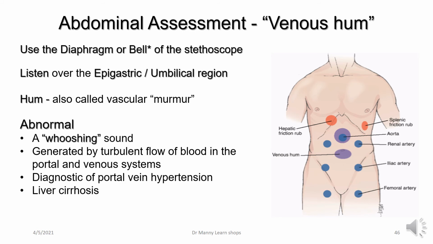If a venous hum radiates or is confined to the chest, it could be mistaken for a cardiac murmur. But in this situation, you listen over the epigastric or umbilical region, and if you hear a hum or something different or a whooshing sound, this is abnormal. It can be generated by turbulent blood flow in the portal and venous systems. And typically it's diagnostic of portal vein hypertension, which is associated with liver cirrhosis.